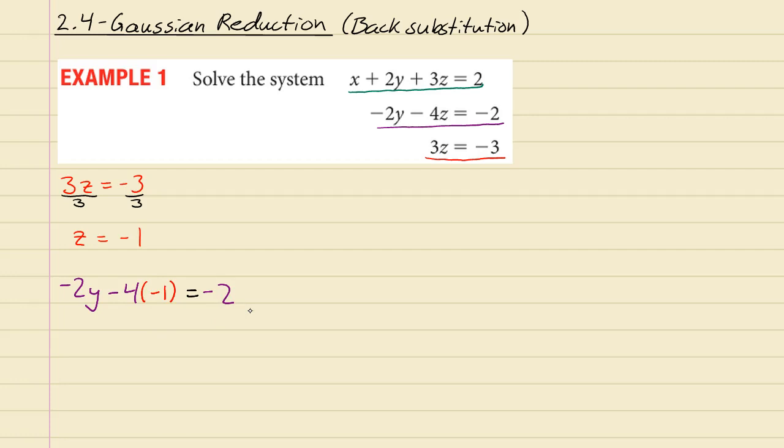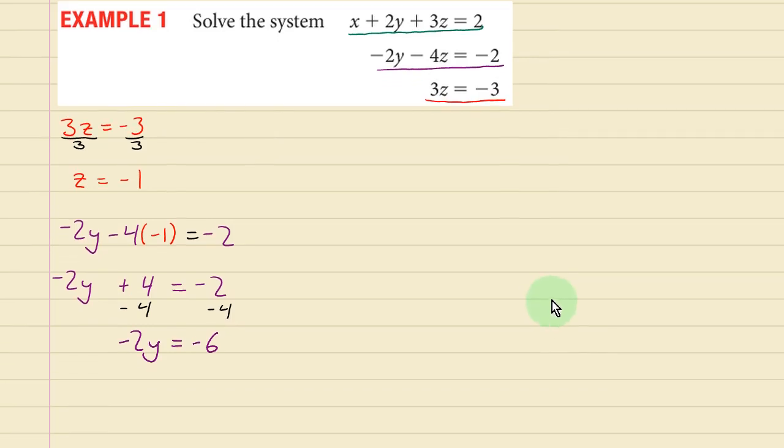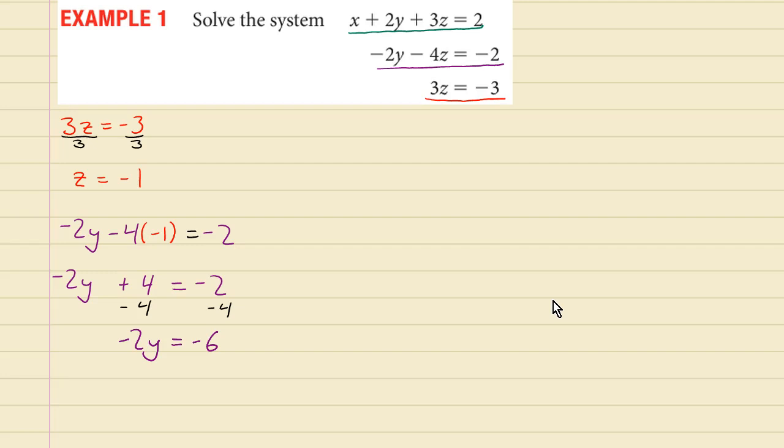So let's do that. First thing is negative 4 times negative 1 is just positive 4, so you get that. Let's subtract 4 from both sides. That gives you negative 2y equals negative 6. From there, you can divide both sides by negative 2, which gives you y equals 3.